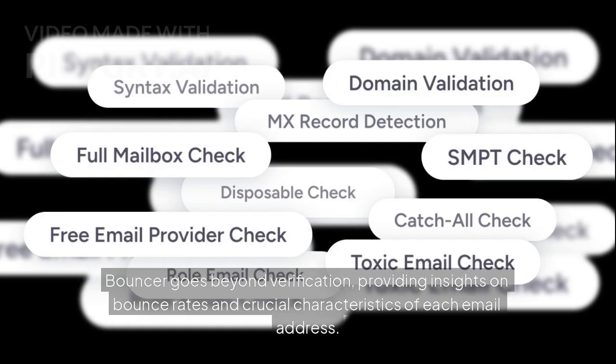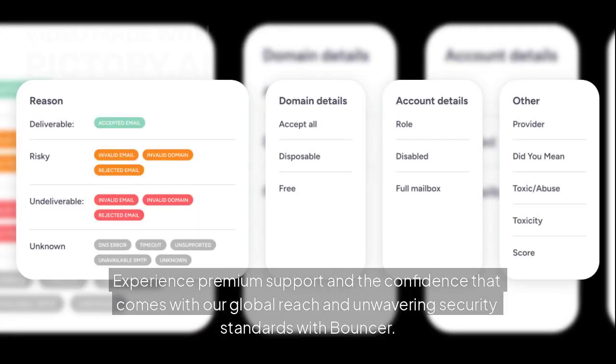Bouncer goes beyond verification, providing insights on bounce rates and crucial characteristics of each email address. Experience premium support and the confidence that comes with our global reach and unwavering security standards with Bouncer.